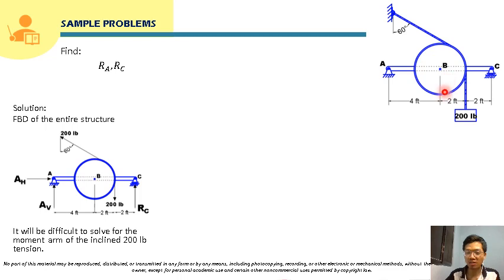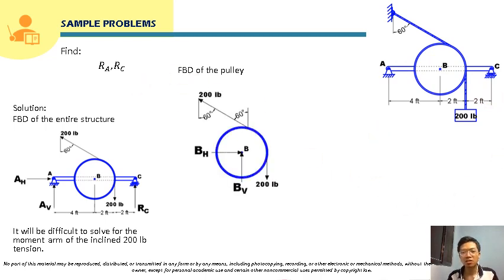Okay, we will construct the free body diagram of the pulley and of the beam separately. So for the free body diagram of the pulley, as we can see here, this pulley is supported at point B by a pin. So it is pin connected to the beam by this pin.